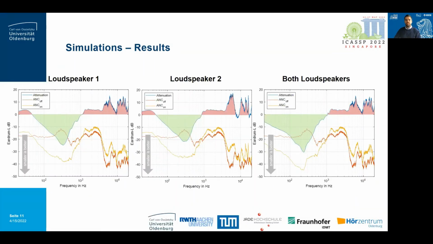The results are shown in 3 magnitude versus frequency plots. The plots on the left and the middle correspond to a single loudspeaker ANC controller, either using loudspeaker 1 or loudspeaker 2, whereas the plot on the right corresponds to the proposed multi-loudspeaker ANC controller using both loudspeakers. In each plot, the PSD of the sound pressure at the eardrum is depicted in red for ANC off, which is the same for all 3 plots, and in yellow for ANC on. By subtracting both curves, the blue curve is created, which shows the active attenuation achieved by the ANC controllers. I have marked in red the area below the curve which corresponds to an amplification of the PSD, and in green the area that corresponds to an attenuation of the PSD.